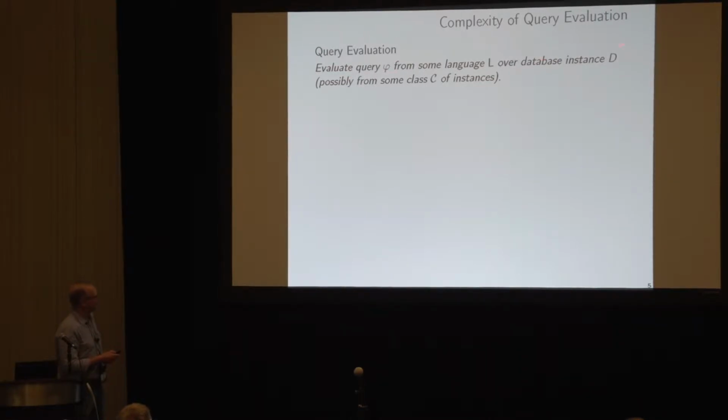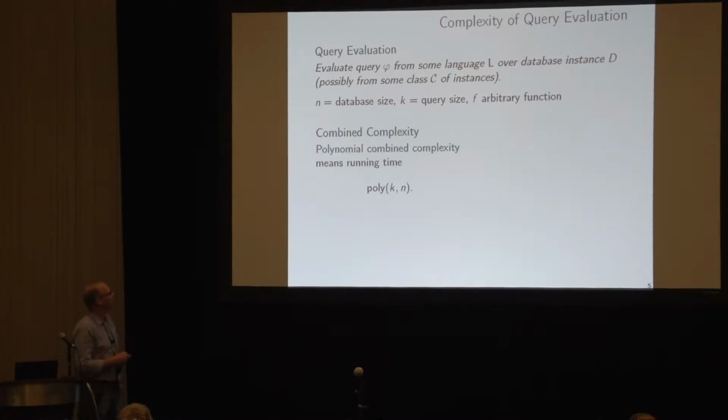Possibly we're given an instance. Possibly the instance is restricted to come from some class of instances, and then we can think about the complexity, and we have this standard classification. Okay, let me just fix this notation. N is always the database size, K is the query size, and sometimes there's an F appearing that's just an arbitrary function.